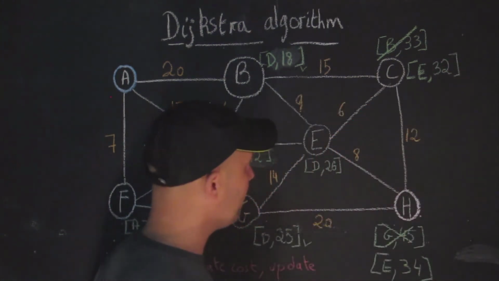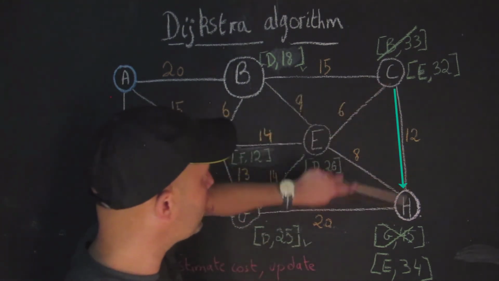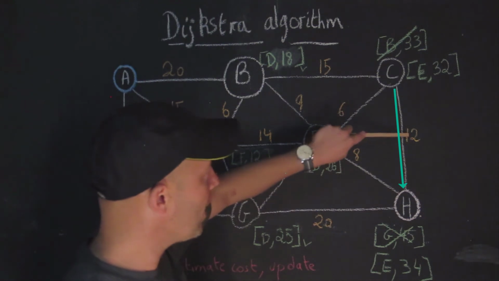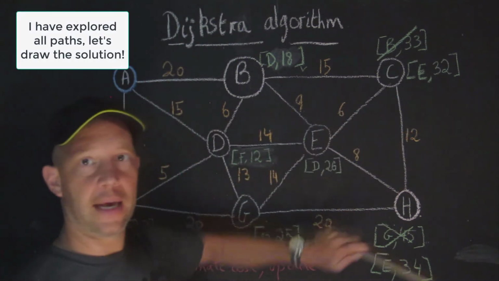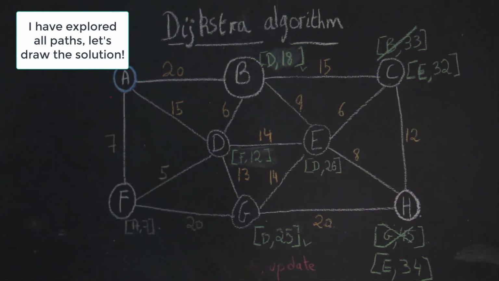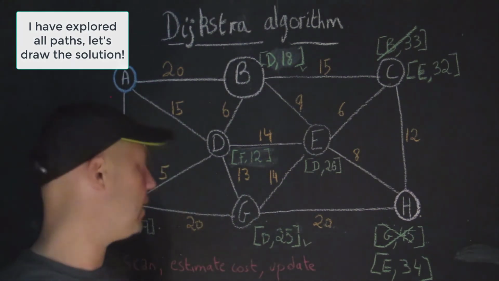Now, as you can see, I've almost exhausted all the nodes. If I want to go from C to H, that's 32 and 12, that's 44. Is 44 better than 34? No, it is not. So now that I have reached all these steps, the very last part is to draw the path.